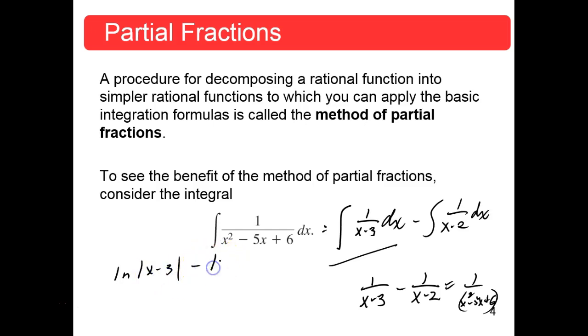minus the natural log of the absolute value of x minus 2, and then we need our plus c because it's an indefinite integral. There we have it. That is your answer. Okay? I don't know of any other way to get there except partial fractions.